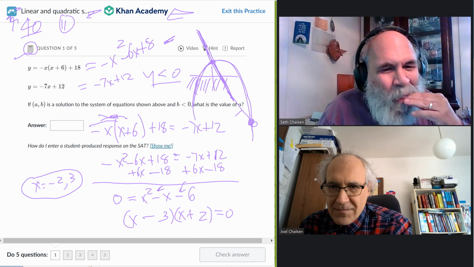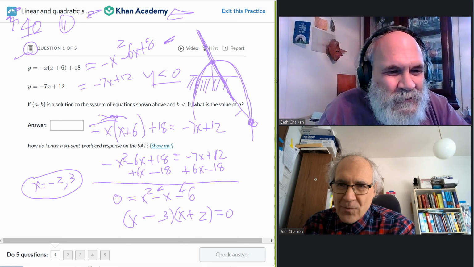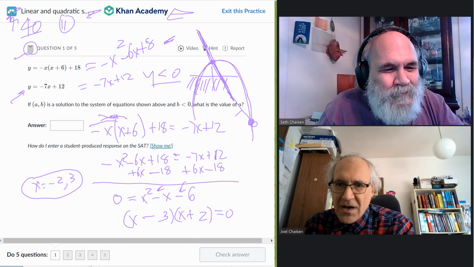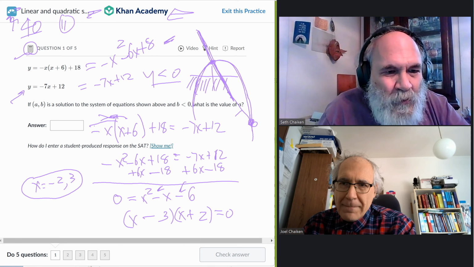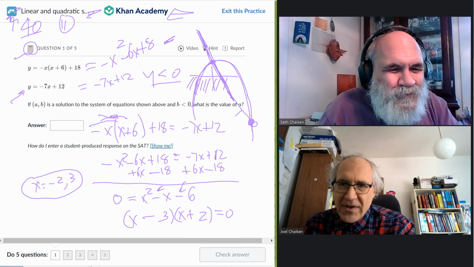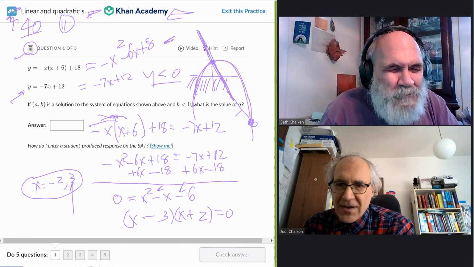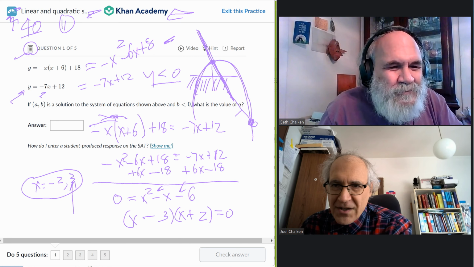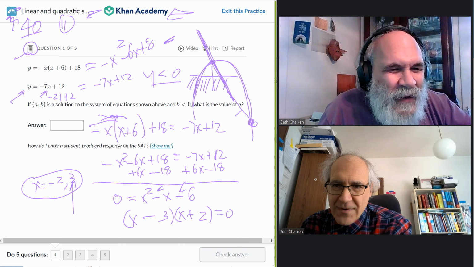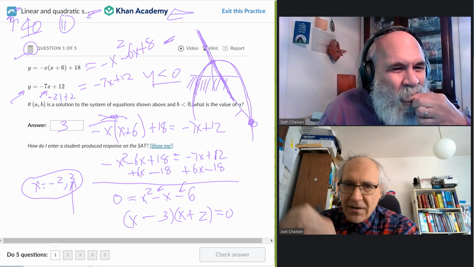Now we have to see which one gives you a negative y. Looks like the 3, doesn't it? Yeah, it looks like the 3. When you put the 3 in here, you get negative 21, which overpowers the 12, so it would have to be 3. Right?